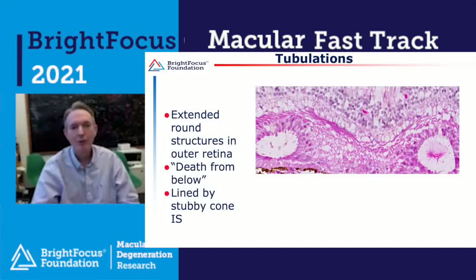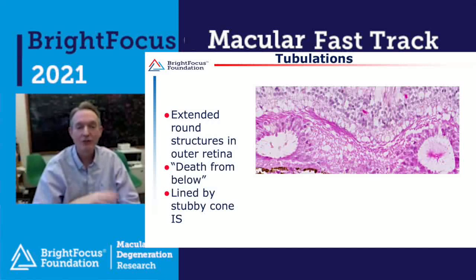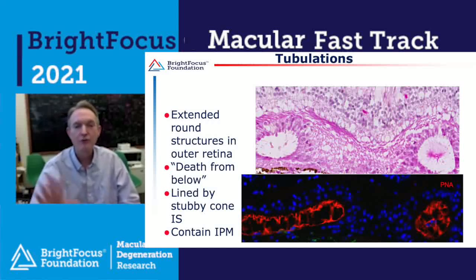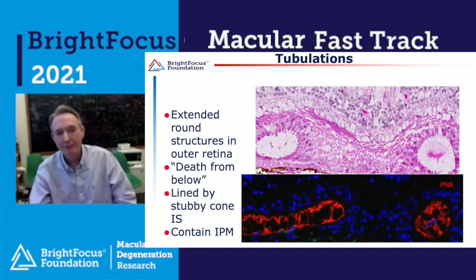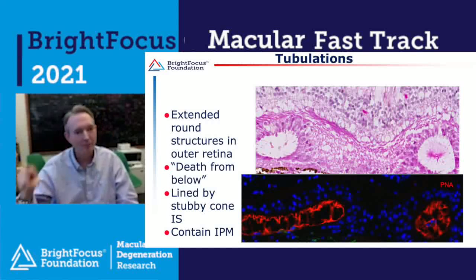And if you label with peanut agglutinin, which Dr. Hollyfield earlier in his talk showed us the labeling of cone photoreceptor outer segments with this lectin, you see that the tubulations are actually full of PNA binding material. So they're still viable cones. They're still making outer segment material in these bizarre reorganized outer retinas.